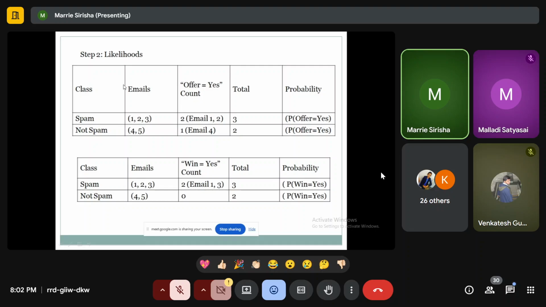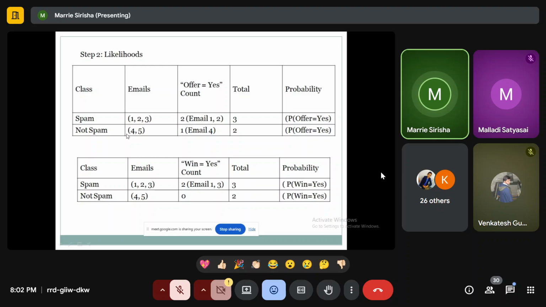Total is 3. 3 is nothing but this 1, 2, 3 emails తీసుకున్నాం. Don't be confused. You are taking the 3 mails. Out of that we have offer only for 2. Offer yes అనేది only 2 కి మాత్రమే ఉంది. So total we are considering here. So this is the probability how you have to write. Probability of offer is equal to yes.